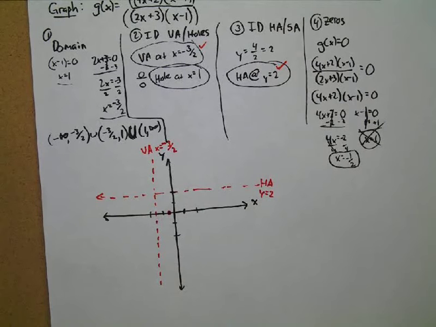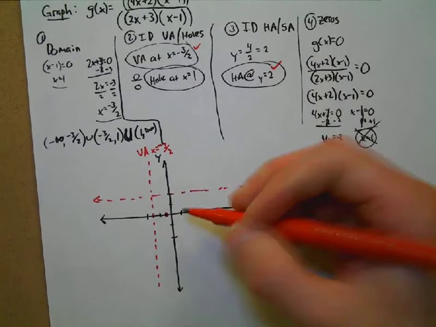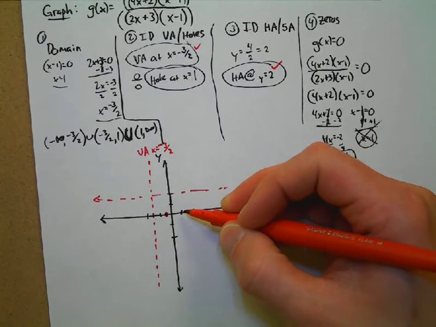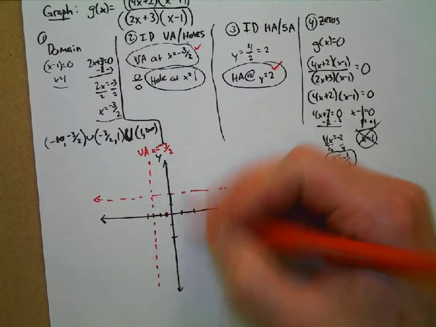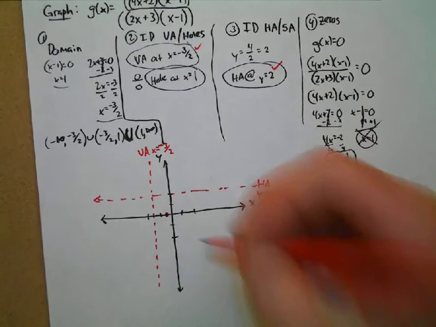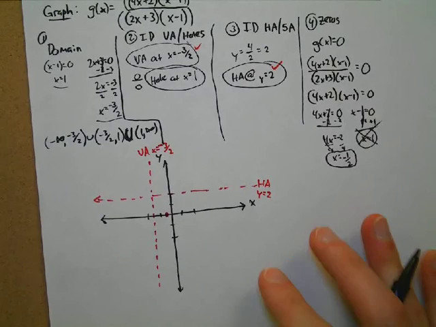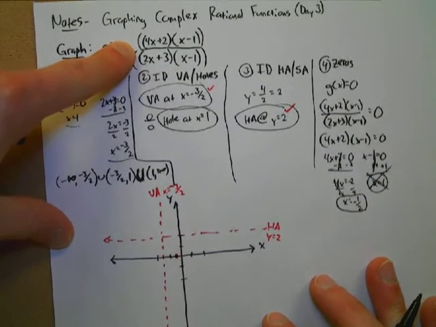I have one more point I want to graph, though, and that is this hole. Now, we know the hole occurs at the x value of 1, but we don't know what the y coordinate is. So we know we have the hole at 1, so we're going to have it somewhere along in here, but we don't know what the y value is. How can we figure out the y value? Well, we're going to take our function.